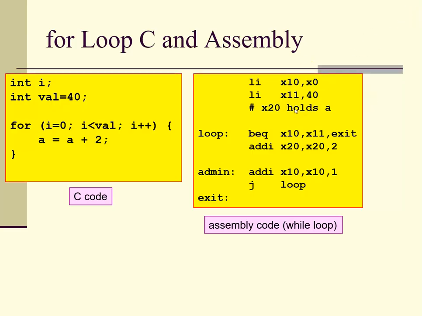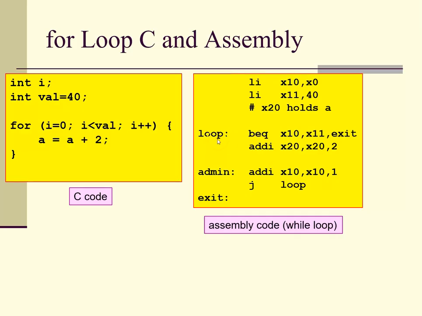And I just, without stating it, said X20 holds the value of A. So each time through this loop, it's going to add 2 to A. So what you see here, add I, X20, X20, is it takes the value in X20, adds 2 to it, and stores the result in X20. This is the thing I do each time through the loop.